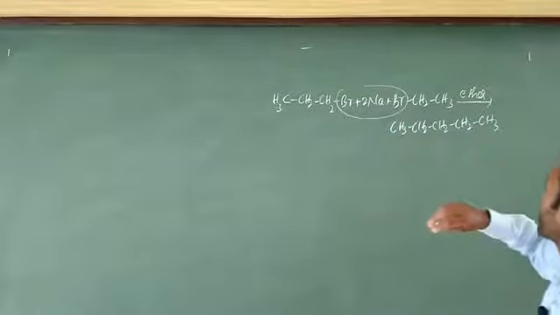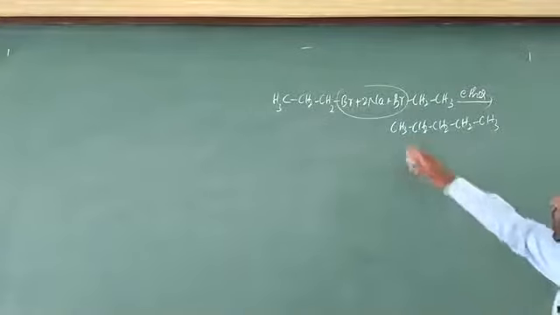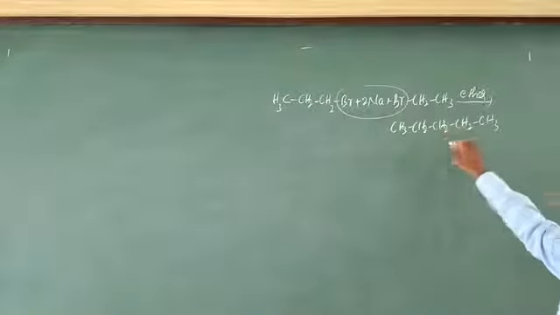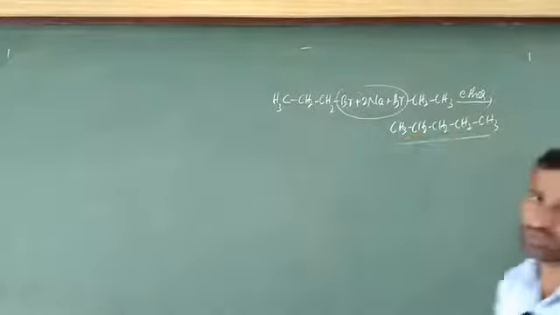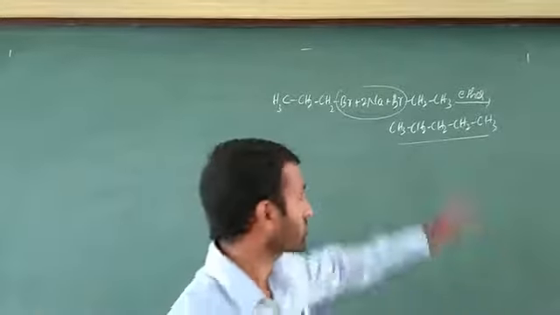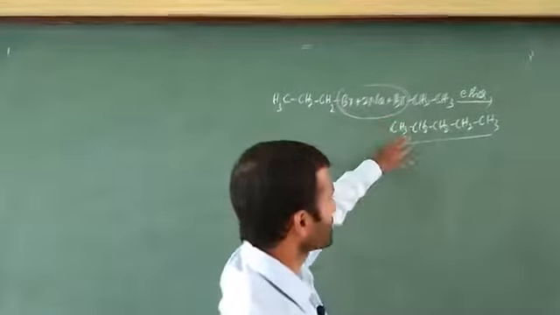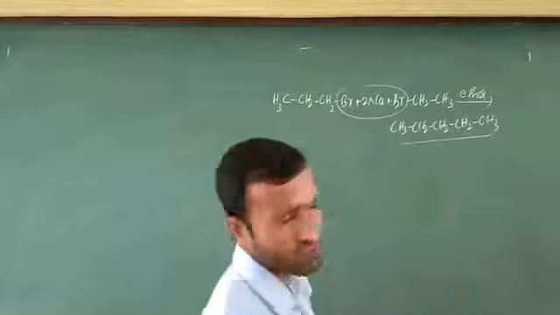How many carbons are total? 5 carbons are there, no? 1, 2, 3, 4, 5 carbons. This is pentane. What is the name of this one? Pentane. Then you have to write the release of 2 moles of NaBr.